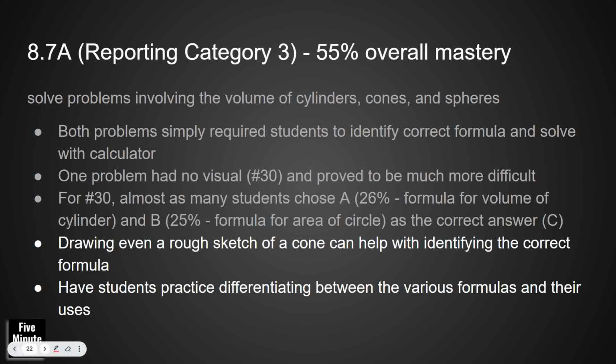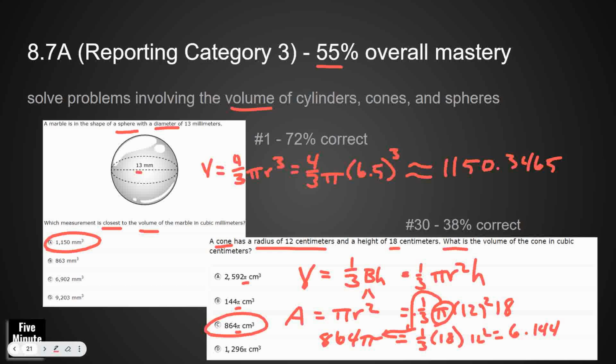Obviously, the one with the sphere, they gave you the diameter. You need to use the radius. So number 30 had no visual provided, and was much more difficult. And honestly, I think the fact that pi was left out was difficult.